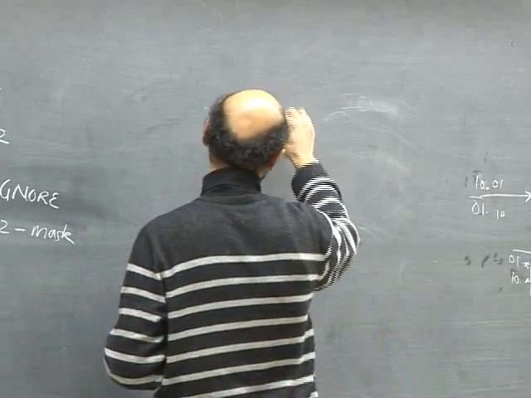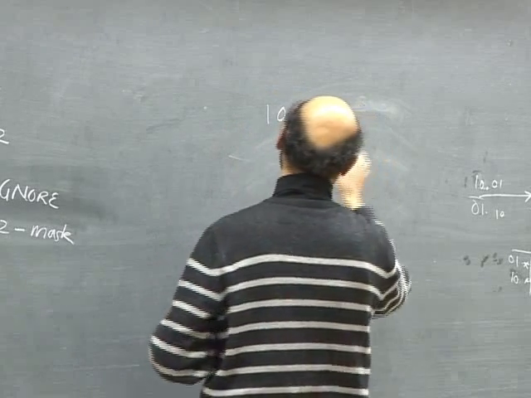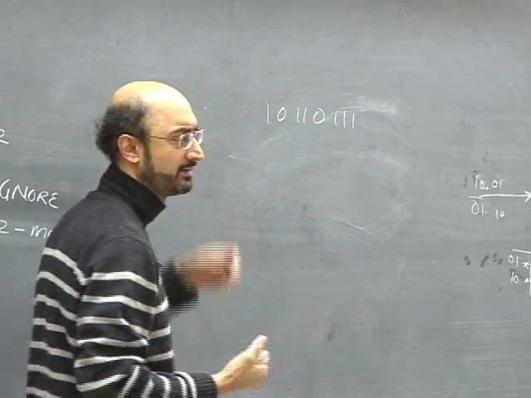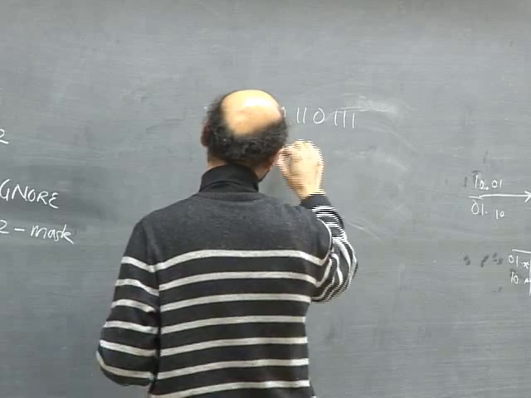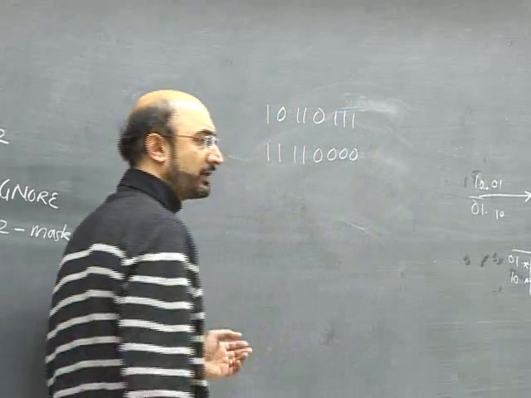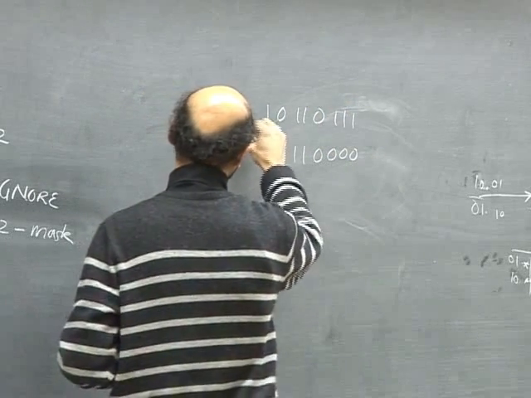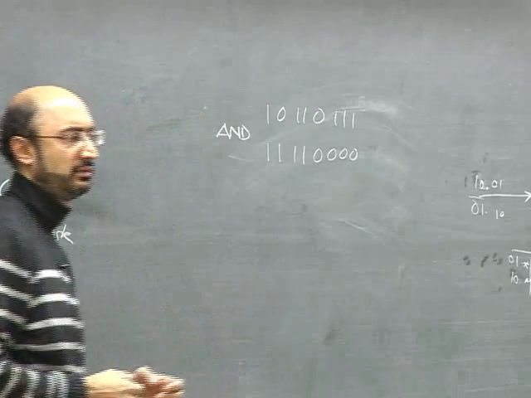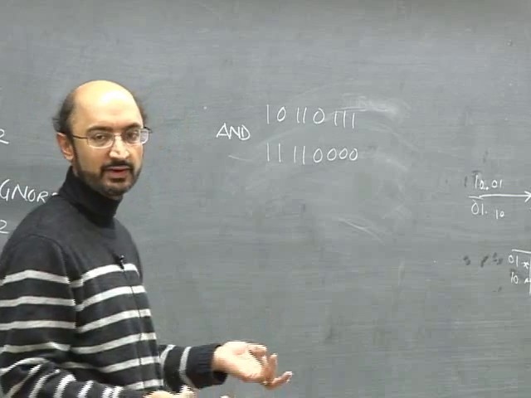Let's say I have a bit string of the form 10110111. Let's say I have this. Okay, this is a bit string. And what I do is I write down a bit string like this, 11110000. And what I do is I say do the bitwise AND of these two. Okay, what does AND mean? They both have to be 1, otherwise it's a 0. Okay, that's what AND means.